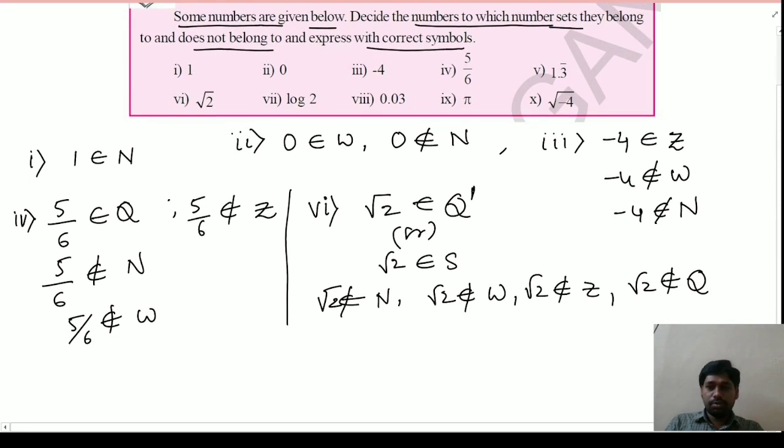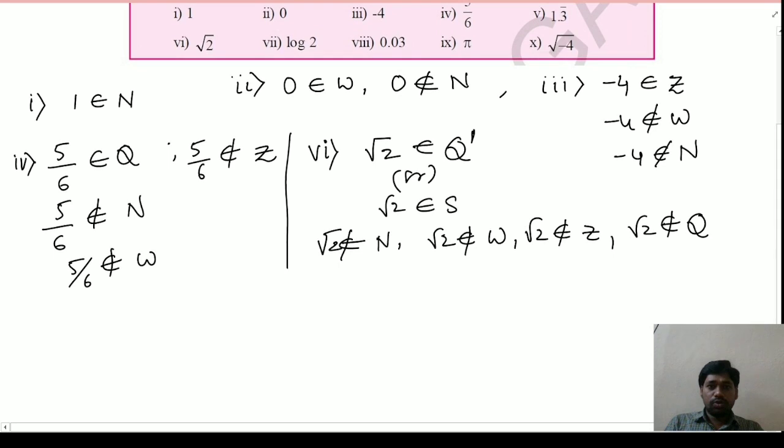Let us go with some more questions. Next, the seventh one, log 2. Log 2 is not a natural number. If you don't know anything else, just write that it is not a natural number; one answer is enough. If you know all the sets, then you can write them all. Next, 0.03.